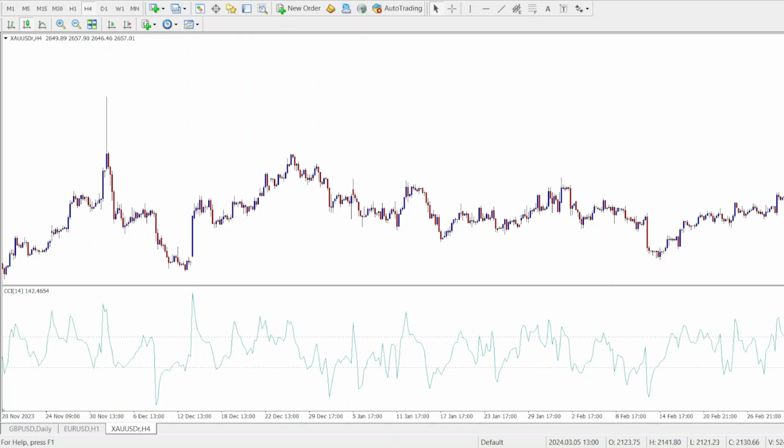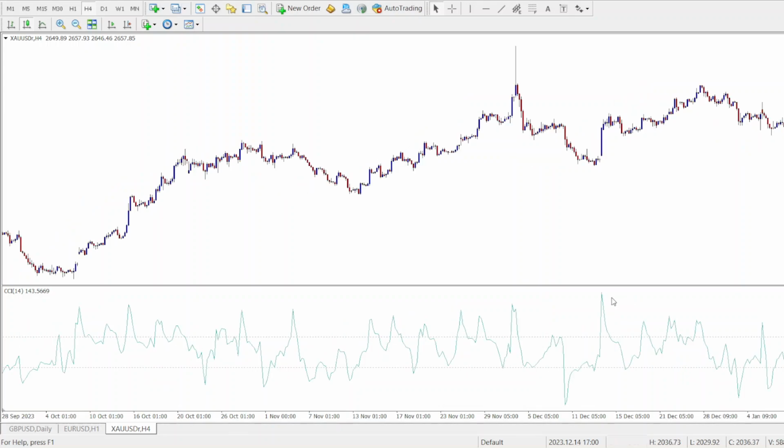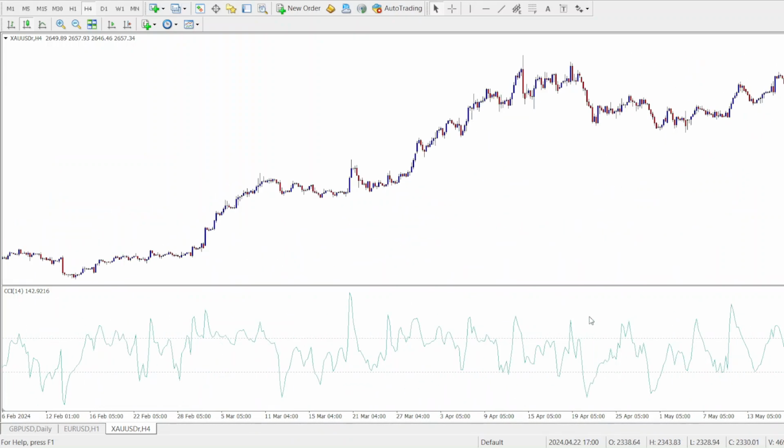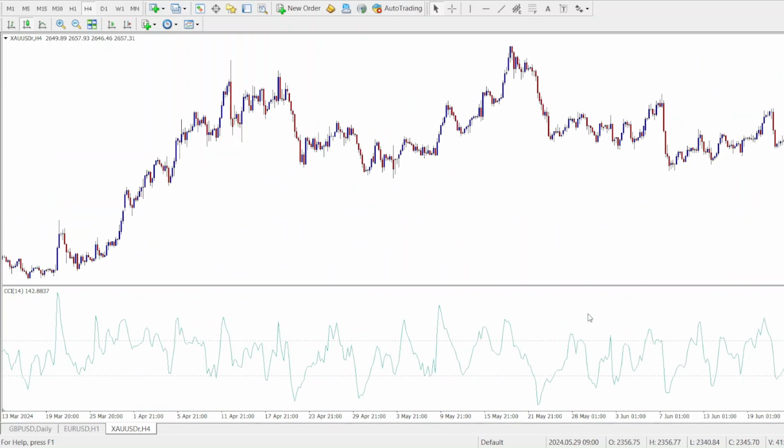You can see it fluctuates, although we can see that there are some extensive movements below minus 100, above plus 100, but the main point of action usually happens around this minus 100 to plus 100. But here is how you should interpret these levels.